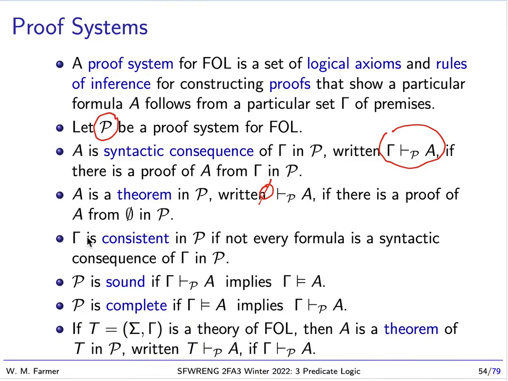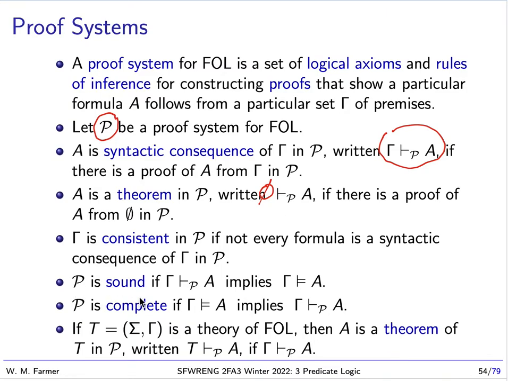And we say that gamma is consistent if not every formula is a syntactic consequence of gamma in P. In other words, gamma is consistent if we can't prove everything from gamma. And this means that we can't prove falsehoods. Normally, in a proof system, if you can prove a falsehood, you can prove everything. So another way of saying it is gamma is consistent if it makes sense, if it doesn't embody contradictions.